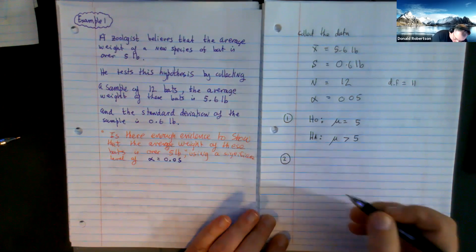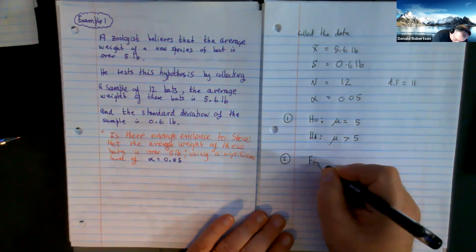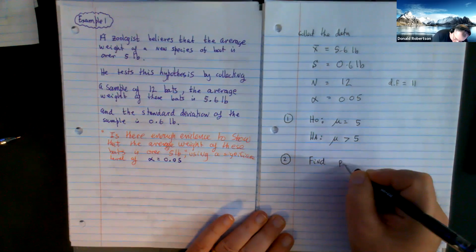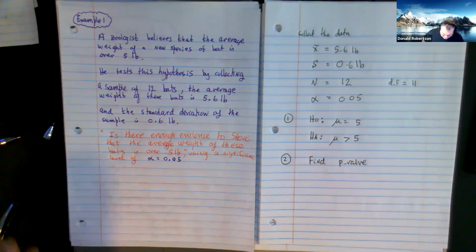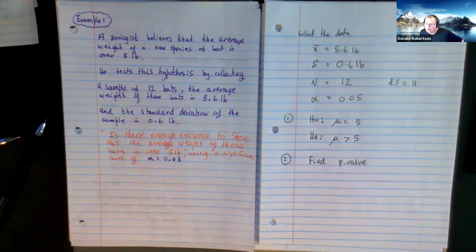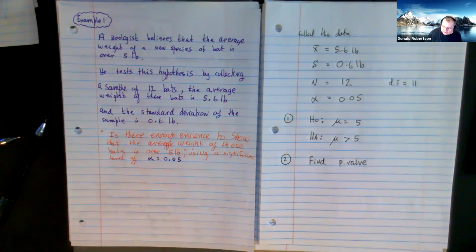Now, the second step is to find the p-value. Well, if that was example 1, this would be like 10 minutes of number crunching and button pressing on our calculators, and eventually we would get it. But it's now going to be a lot easier.